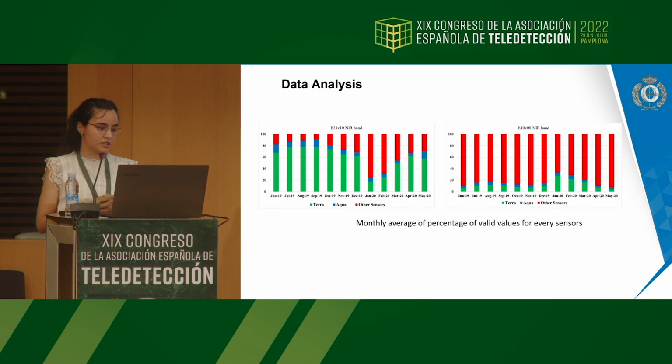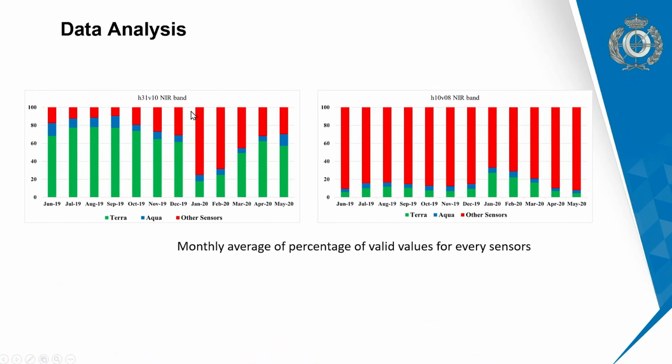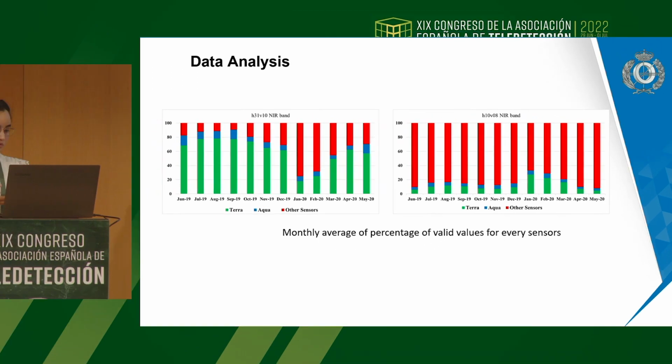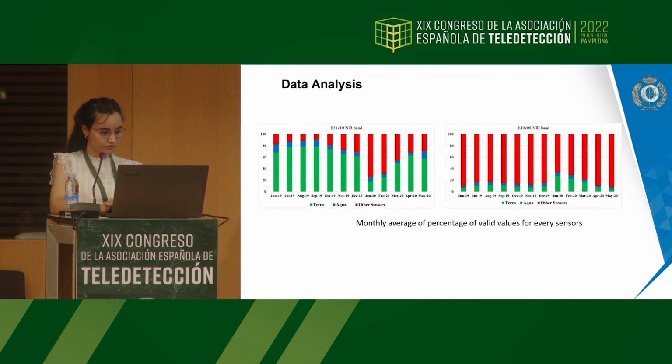Why this difference? Because we want to make sure that we are using as much original value as we can. So we did a data analysis and we calculated the monthly average percentage of valid values for every sensor. And here, for the first tile, corresponding to the Australia tile, we have a good percentage of valid values for Terra, while in the second one, we don't have that much of a percentage. And by other sensor here, we mean Sentinel-3. So from here came that decision.